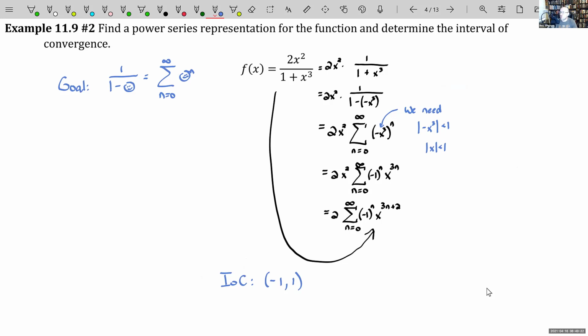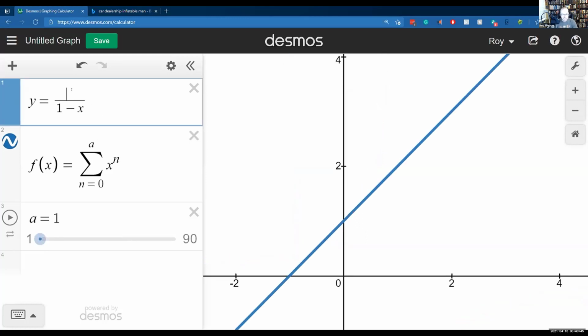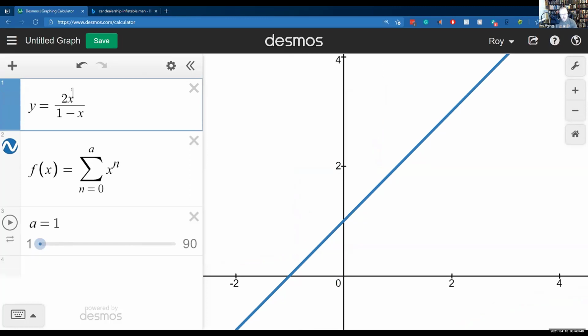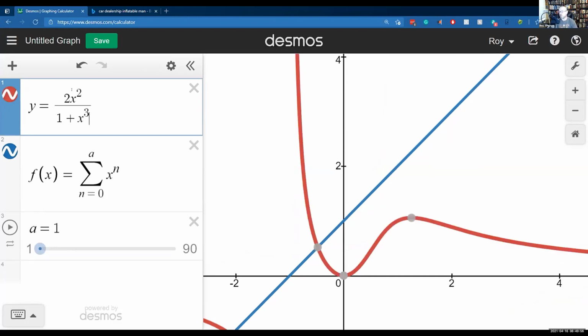I do want to go ahead and show you right now the Desmos version of this. So here was our 1 over 1 minus x, and we summed up the first 50 terms, and I can just pull that back now. Now we're going to deal with 2x squared over 1 plus x cubed was our new one. And we're saying this is going to converge on negative 1 to 1.